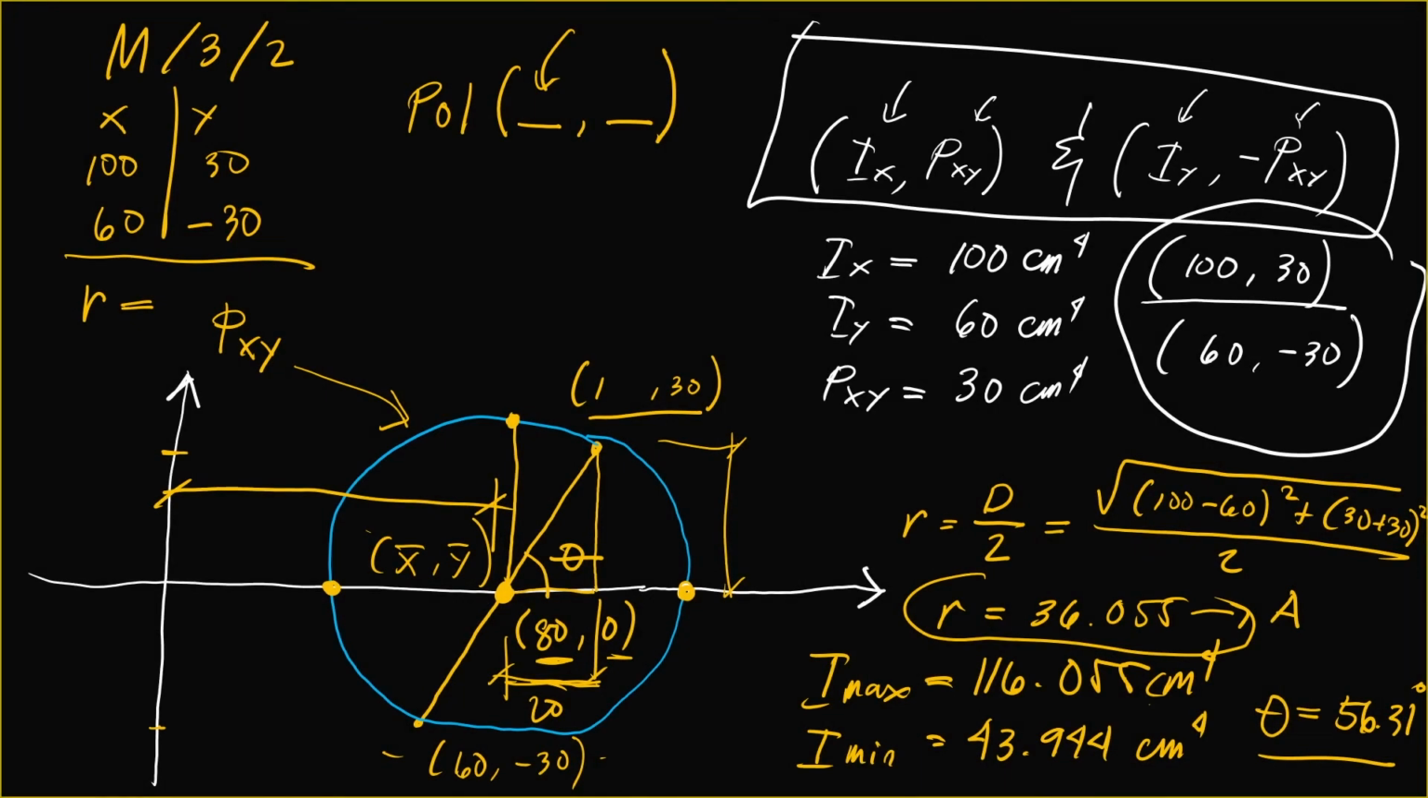Okay, so what I discussed is when Ix, Iy, and Pxy are given. Now, how about if they are not given? Okay, you are better at computing Ix and Iy. All the units are in centimeters. So now we will look at the product of inertia.